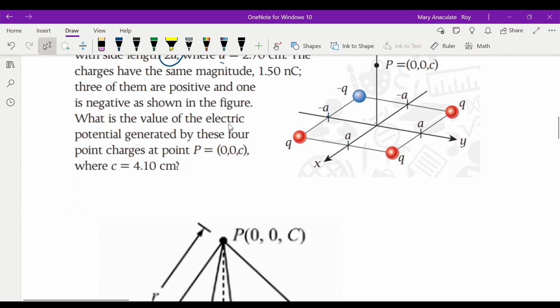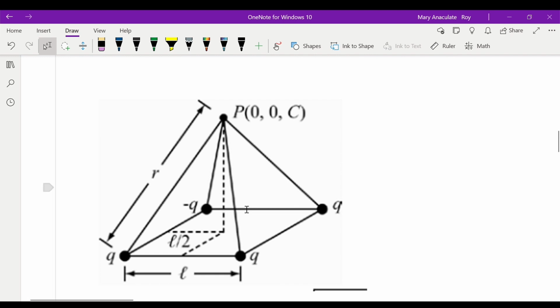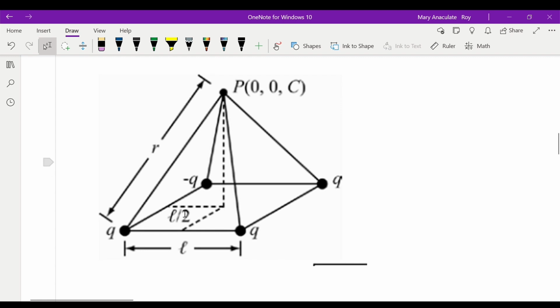So this is the question. Actually, I have placed another diagram here for you to better understand. So this is a three-dimensional version. So you have the point P right above the square. All right. It might look complicated, and as I always say, if you break it down into small steps, it will become easy for you.